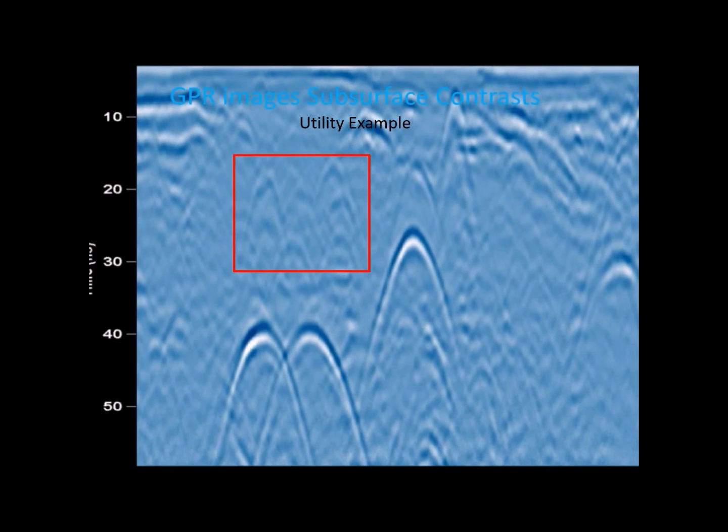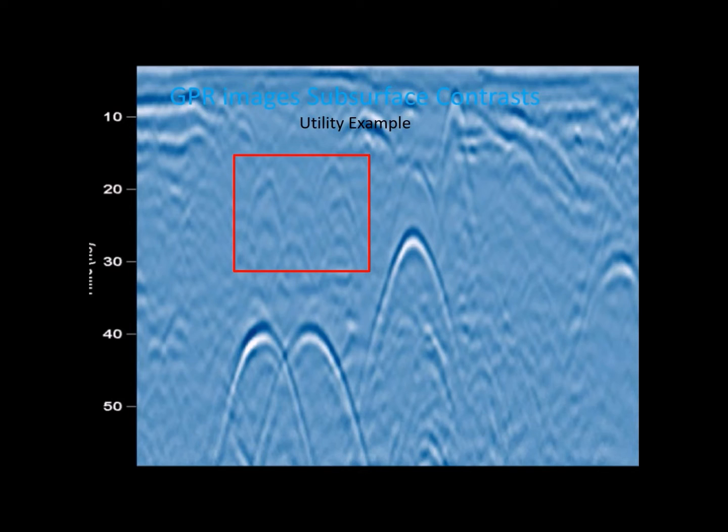When we zoom in to this area, we can see weak hyperbolas. I want to emphasize that those are real objects in the subsurface. I've heard people say phantom hyperbolas. I don't know what those are, but I don't believe that phantom hyperbolas exist. A hyperbola, whether it is strong or weak, is a reflection from an object. The strength of the hyperbola is due to the contrast between that object and the surrounding soil, as we've been discussing.